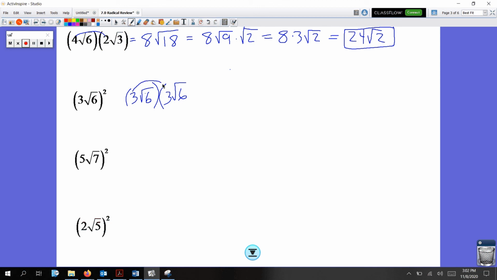Well, 3 times 3 is 9. And root 6 times root 6 is root 36. Well, we already know the square root of 36 is a perfect square, so keep that 9 out front. Square root of 36 is 6. Now 9 times 6 is 54. Boom. No more radicals, okay?